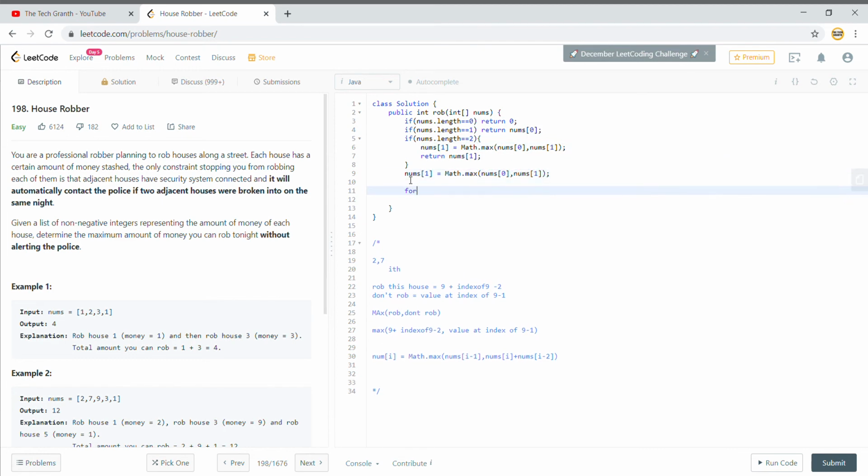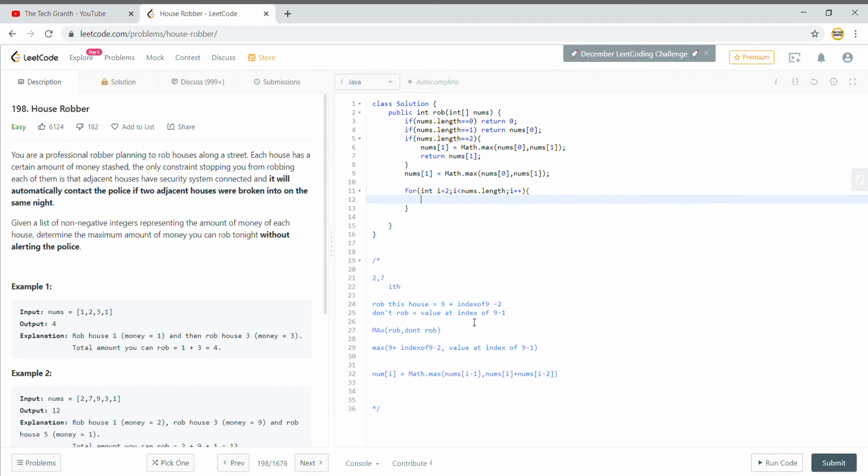then I need to just get this condition here for the nums of 1, and we can do a loop from int i equals 2 and i less than nums.length, and it will be i++, and we can just use this formula. So we can say nums of i will be equal to Math.max of nums of i minus 1 and whatever is the value here, and finally we will simply return nums of, sorry, not i minus 1, nums.length minus 1.